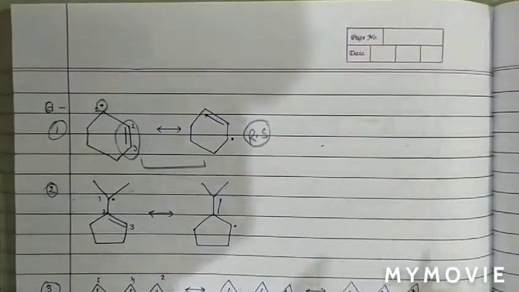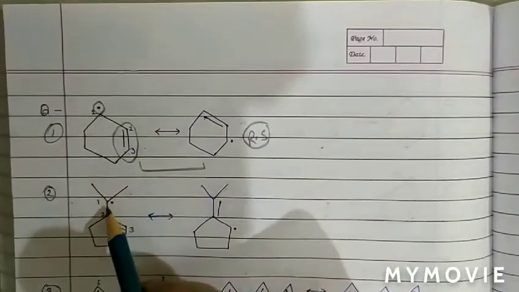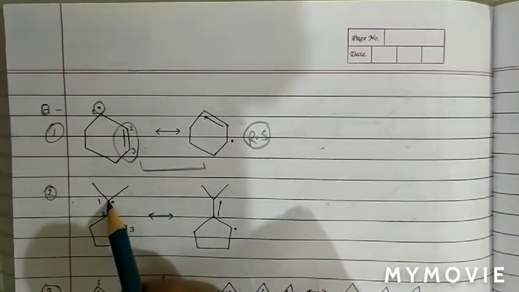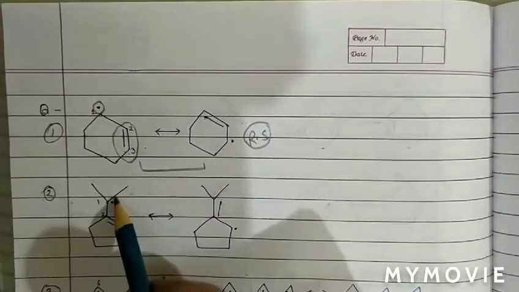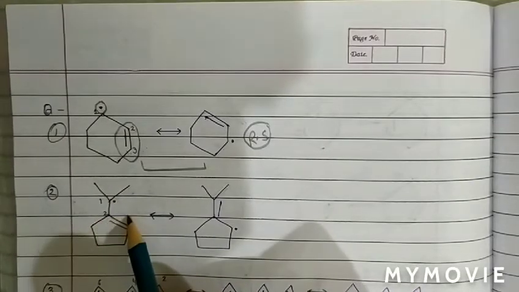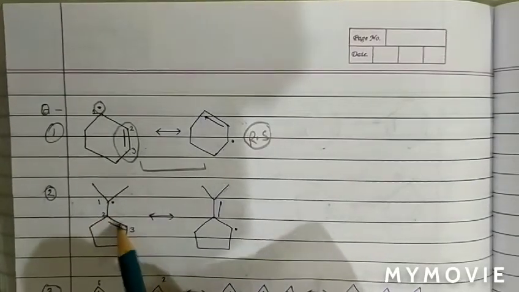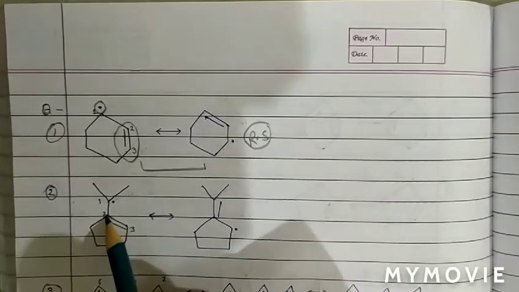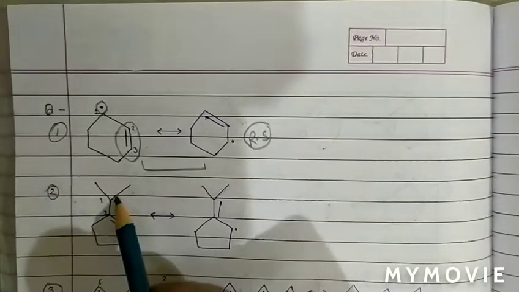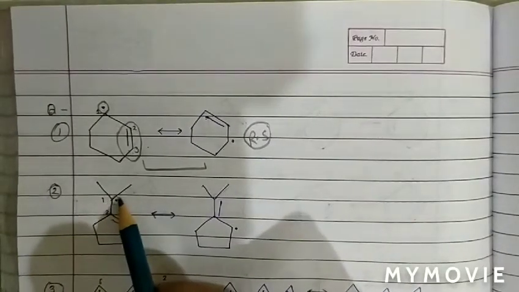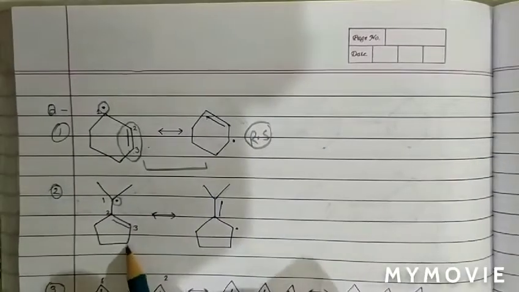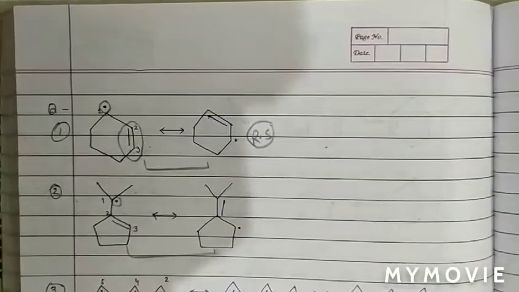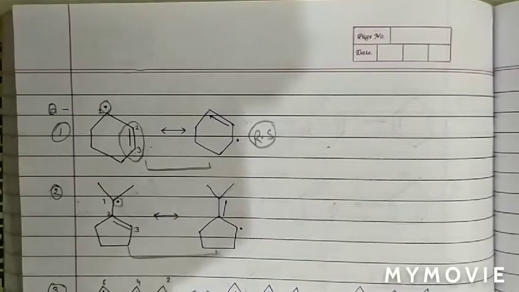Now again we can see, in this case, a carbon with a free radical, then a single bond and then a pi bond. So this is again a part of a conjugated system. The pi bond between the 2 and 3 position will shift in between 1 and 2, and the free radical will shift from the first carbon to the third carbon. So these two structures are the resonating structures. So this is the third type of conjugated system we have studied.